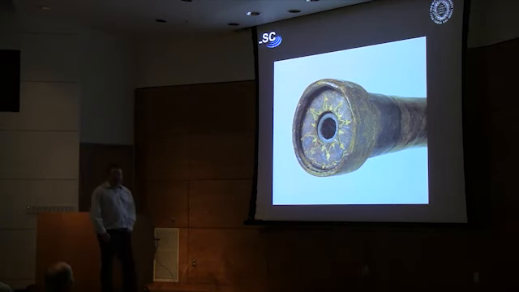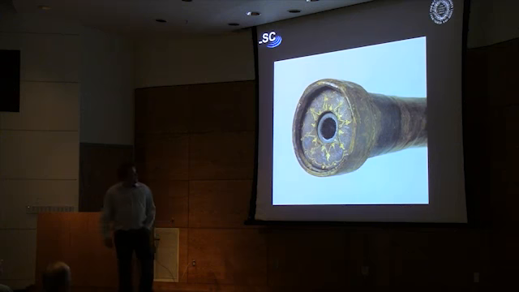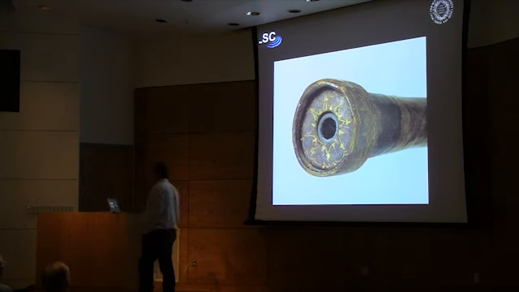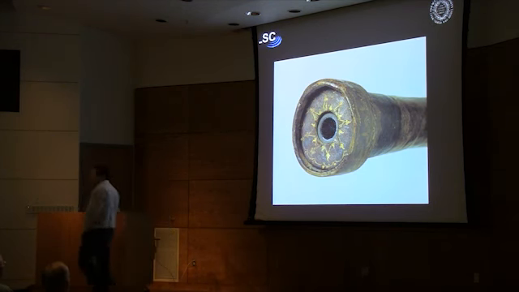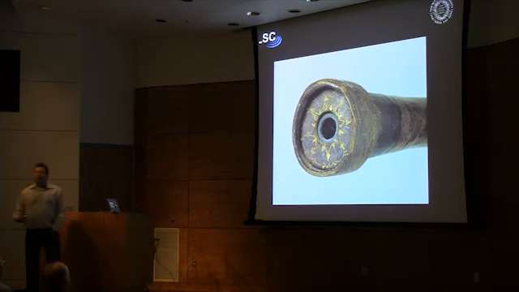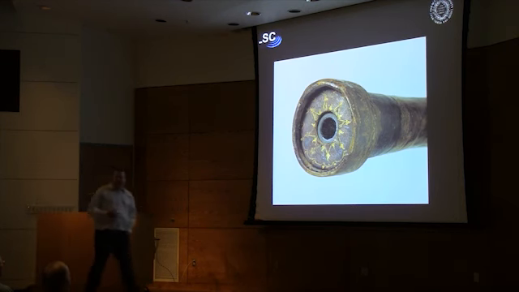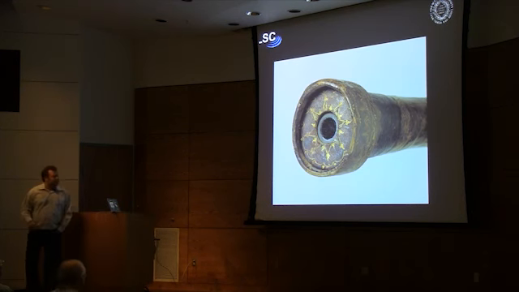Advanced LIGO is kind of like Galileo's first telescope. It's the first time we can actually really probe the universe in a new way. It will see things we've never seen before. There's no way to observe the things that Advanced LIGO will see. It will open a completely new window on the universe.